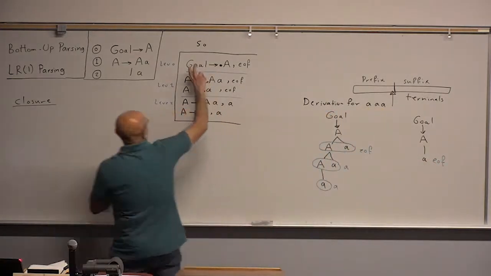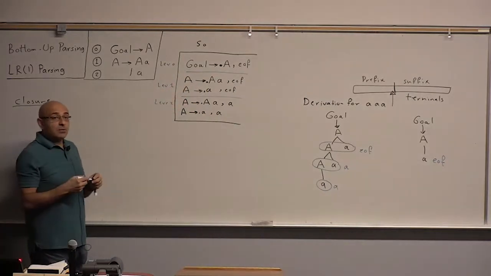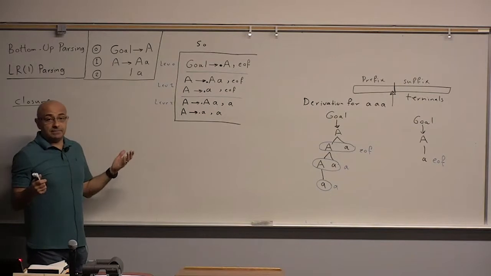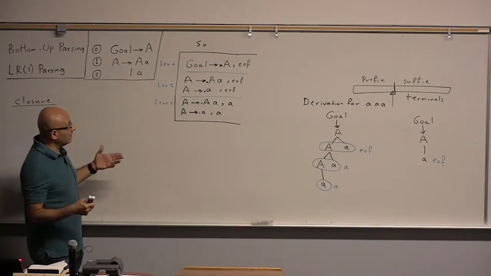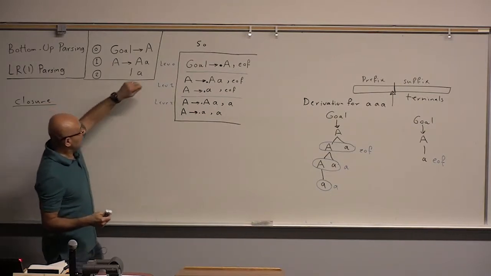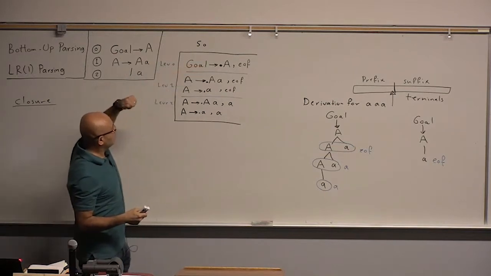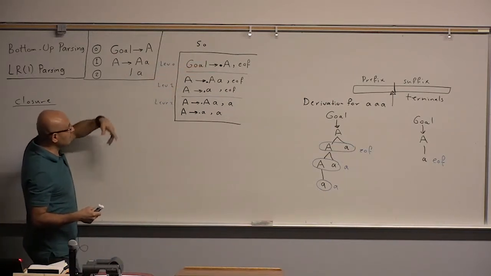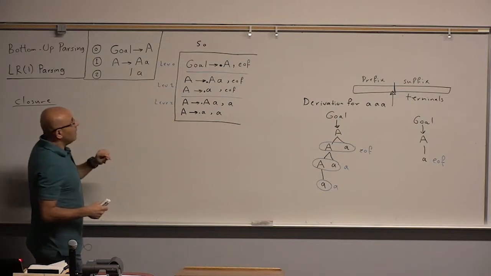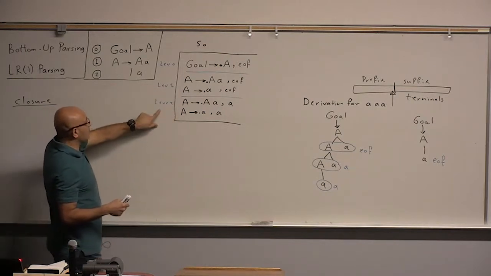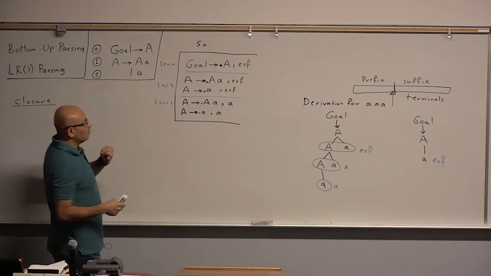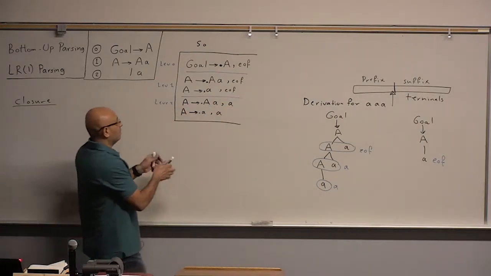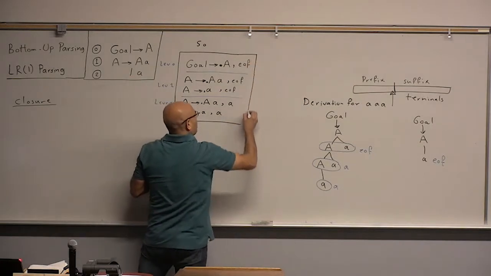So this closure tries to find all possibilities. This is the top level production, this is the next level, and for the next level there is also another level. At this level, the follow may be different than the follow or the look ahead at this level. Okay.